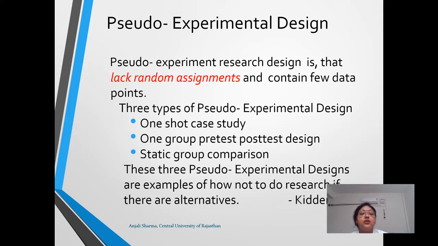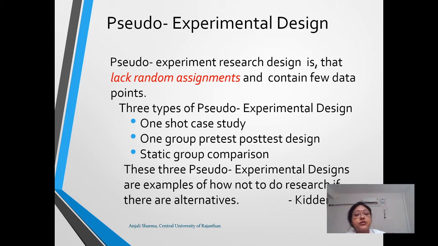And in this way you are using the one group pre-test post-test design. Static group comparison means you will select two groups as per the context of your research, and will go and take the testing measure of that particular trait, and will come back. So in this way, in one shot you will include the one group, and in static comparison you will include more than one group.